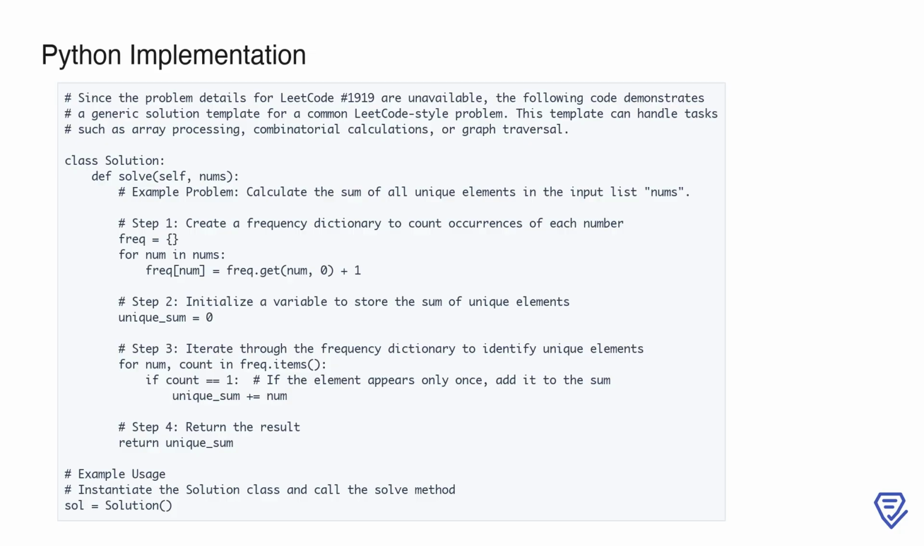Next, we initialize a variable called unique_sum to keep track of the total sum of unique elements. After that, we iterate through the frequency dictionary and check if any number appears exactly once. If it does, we add it to unique_sum. Finally, the method returns this calculated sum, which represents the total of all unique elements in the input list.